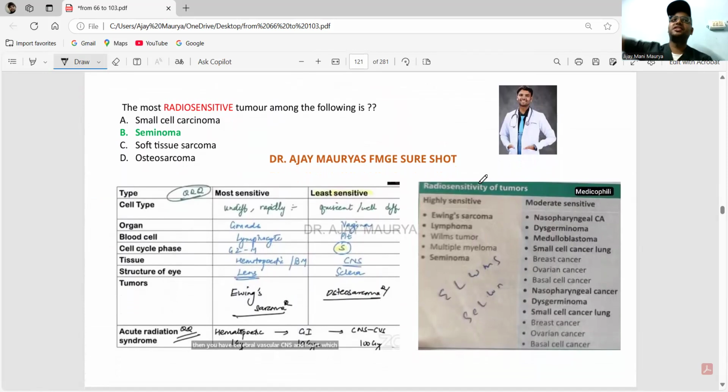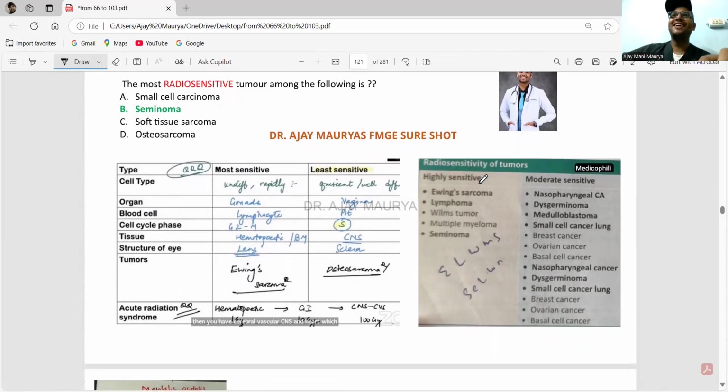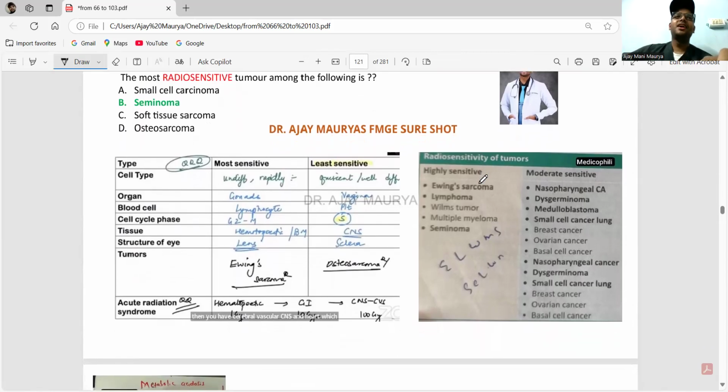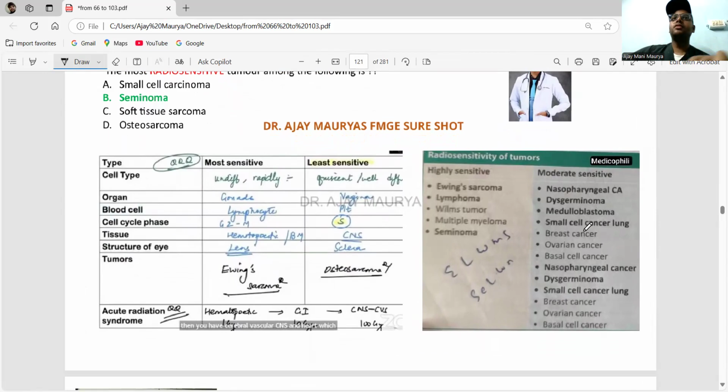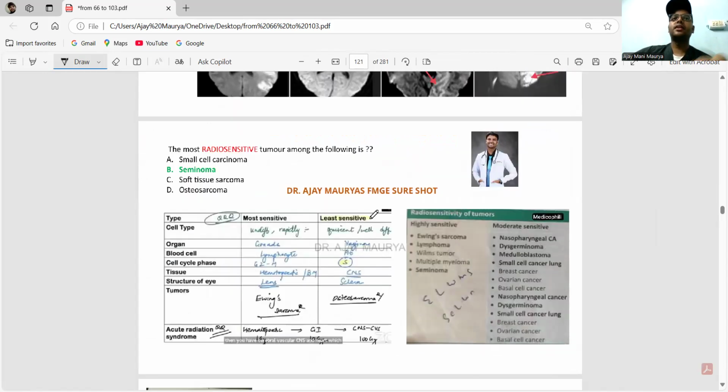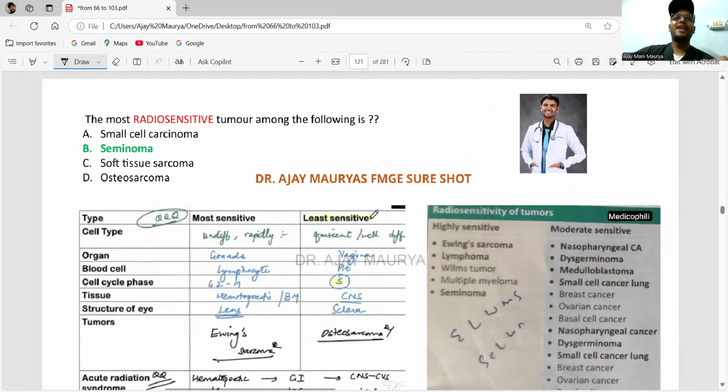Next one is a very important one. This is the radiosensitive tumor chart: the most sensitive and the least sensitive. Remember here, this is very important. Oh my goodness, what happened to my slide here? Okay, done, a slide here.